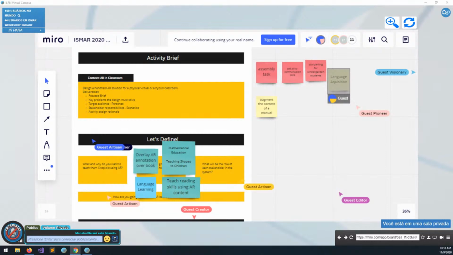Sorry, I didn't get the part about the spatial relations. I could understand the language acquisition part, but you were saying something about the spatial relations as well. Can you repeat that?